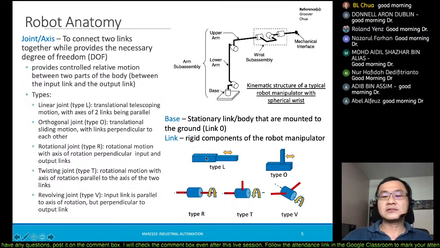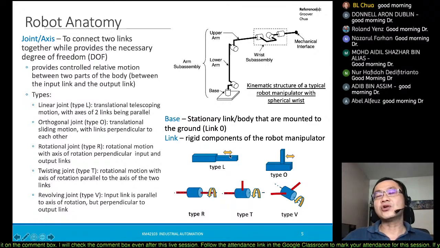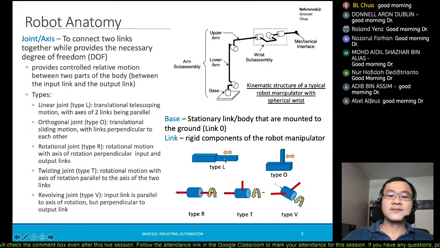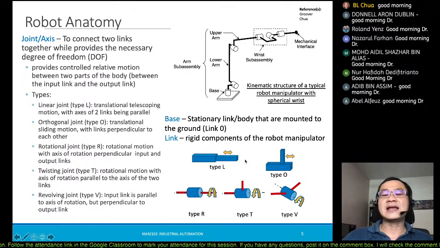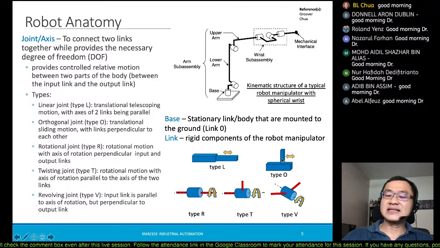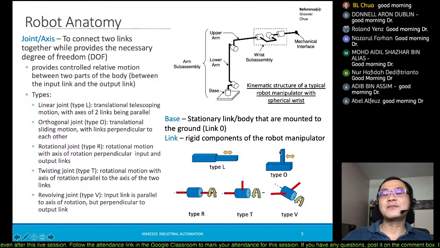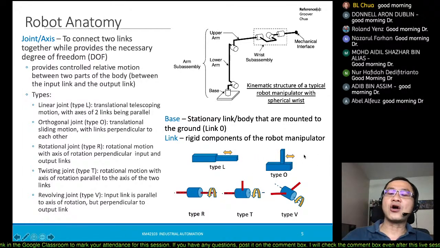The type L and type O are the so-called translational, which means this is a prismatic type. It is extruded in and out of the previous arm, along the axis of the link itself. Whereas for type O, it looks like sliding, because they have maybe an orthogonal link sliding on the surface of the previous link. So it looks similar actually.